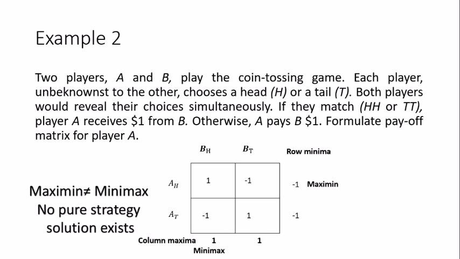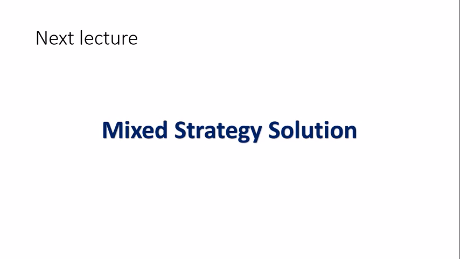So that means no pure strategy solution exists. At this point I cannot tell which strategy is to be chosen by player A and which strategy is to be chosen by player B. I cannot declare a solution at this point of time. So we need some other technique for these kinds of cases which will give me the optimal solution. That is called the mixed strategy solution, and we'll take up that case in the next lecture.